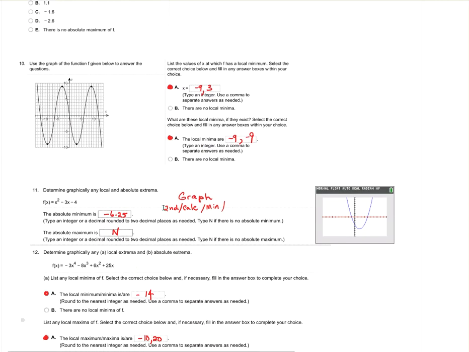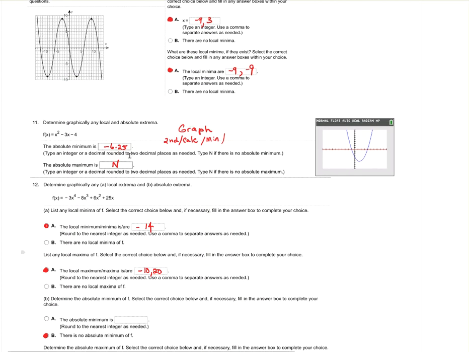Number 10, list the values at which f has a local min. So down here, that's x equals -9, and over here would be x is 3. What are these local mins? Well, that's down here at -9 and -9. Okay, so that's how we're doing that. When it asks, sometimes it asks for the x's, sometimes the y's.